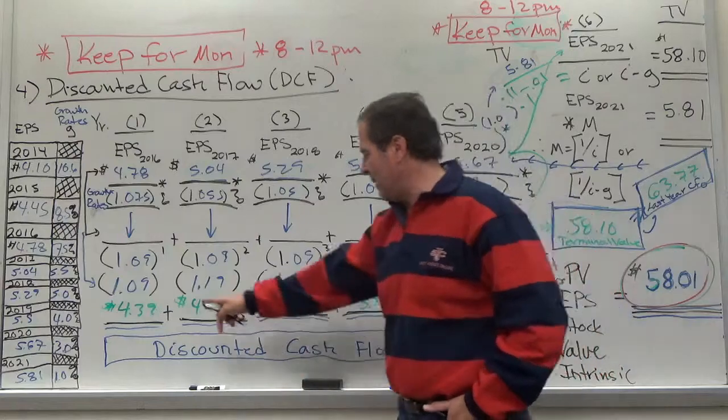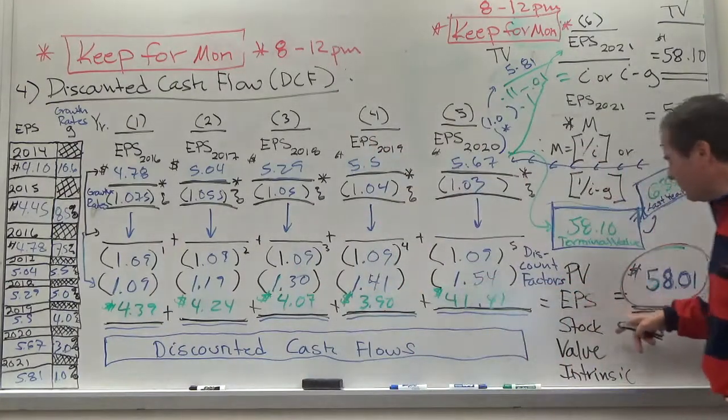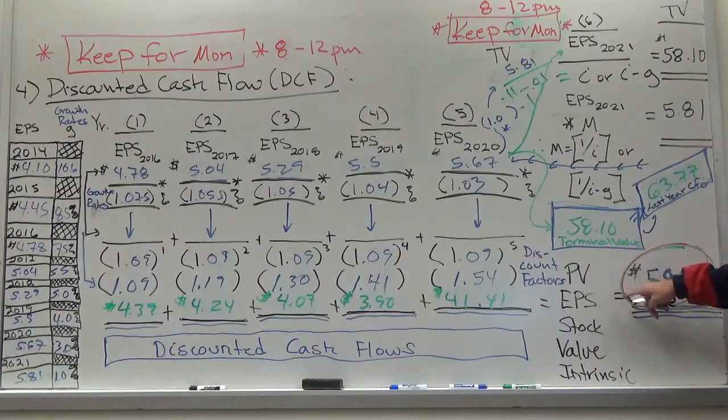Now we just add up the cash flows to get the present value of the earnings per share, or the intrinsic stock value using the discounted cash flow, and we came up with $58.01.